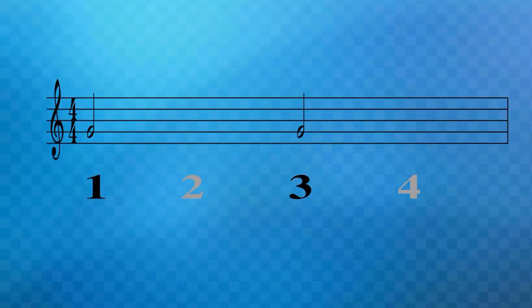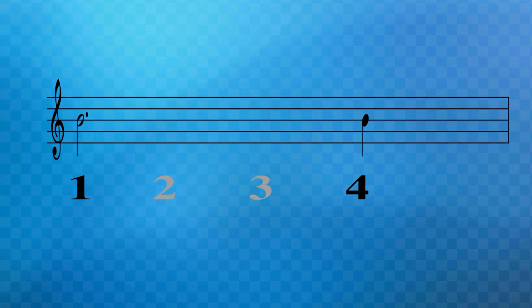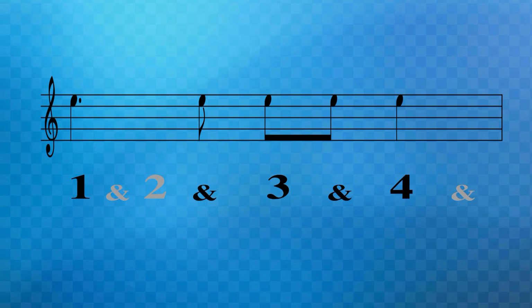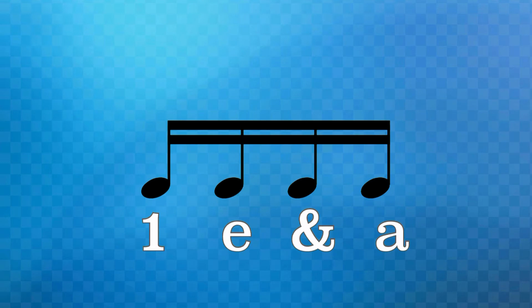So if the smallest duration is a quarter note or larger, count the beats. 1, 2, 3, 4. 1, 2, 3, 4. So if the smallest duration is an eighth note, count eighths. 1, 2, 3, 4. 1, 2, 3, 4. If the smallest duration is a 16th, count 16ths. 1, 2, 3, 4.